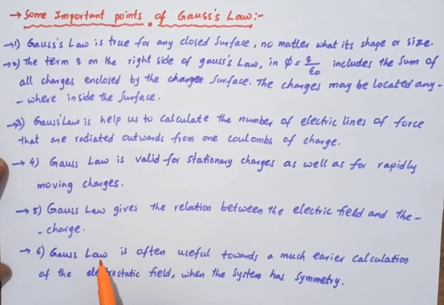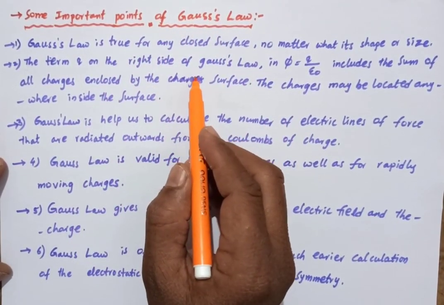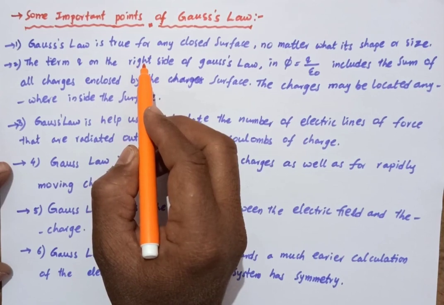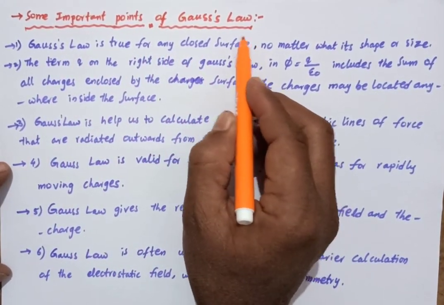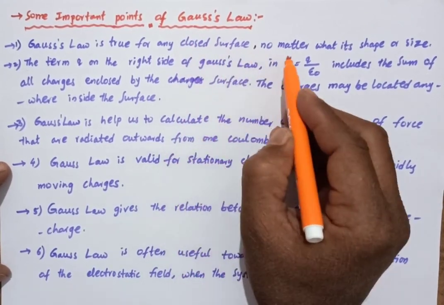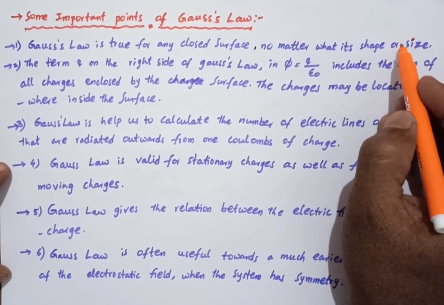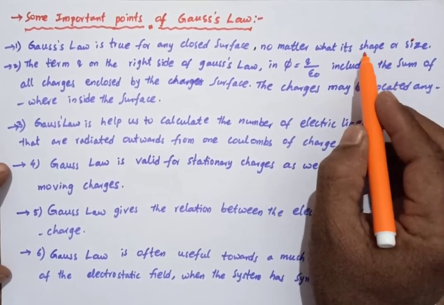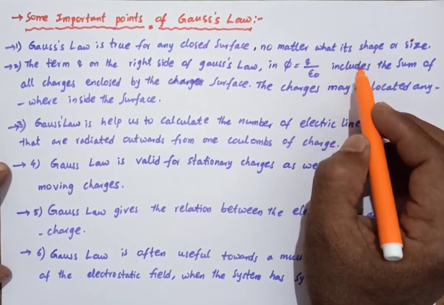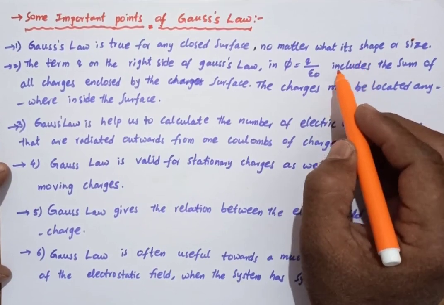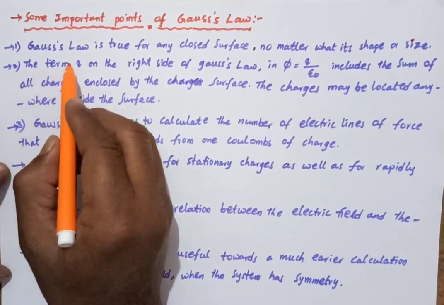Some importance of Gauss law. The Gauss law is explained for a closed surface. The Gauss law is true for any closed surface, that is, any shape of the closed surface, no matter its shape and size. It is applicable for small size and big size, and it is also applicable for different shapes, but it has compulsory symmetry.